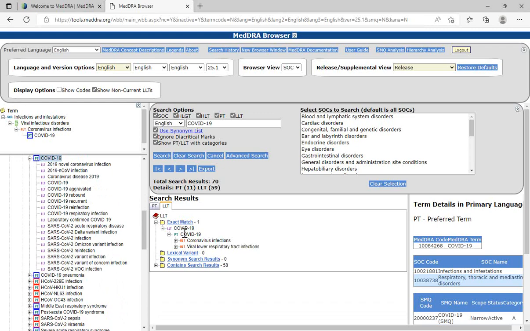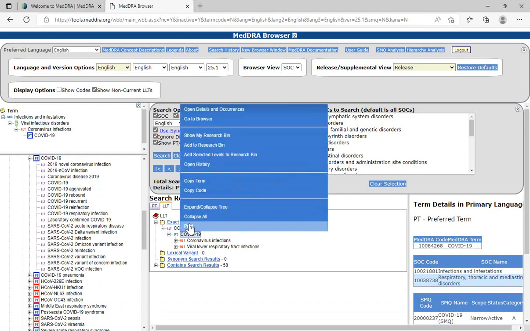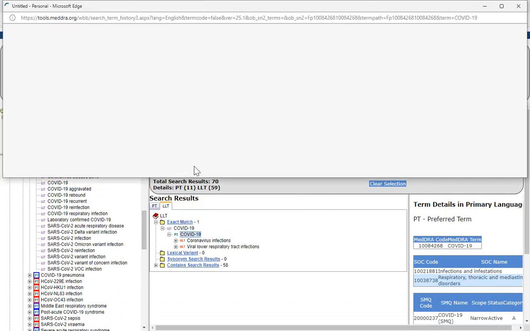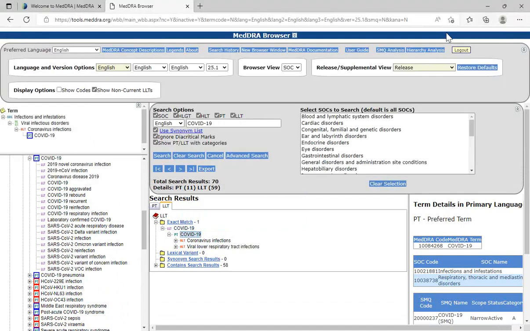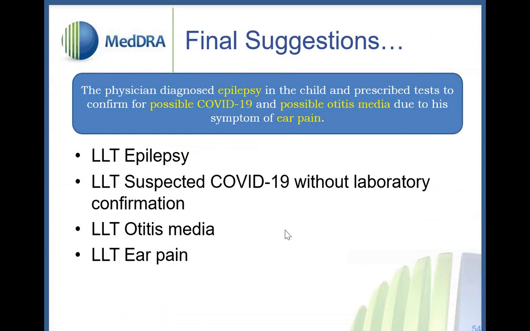Now, just since they brought that up, you can highlight the term, right click, and click on open history. This is one other functionality, to see when that particular term was added in MedDRA. That gives you a history of the term. It was added in MedDRA relatively recently in version 23.0. I hope that has addressed the question. Yes, they confirmed that was what they were looking for.